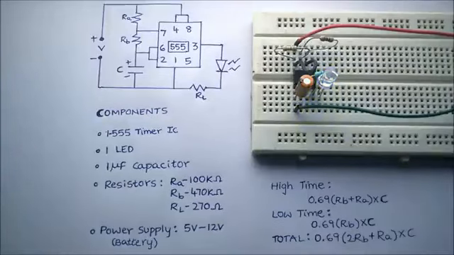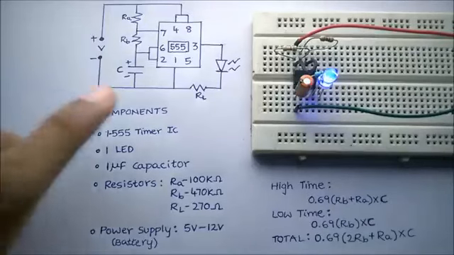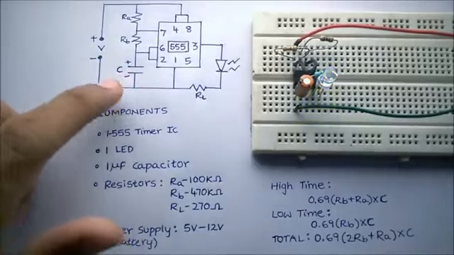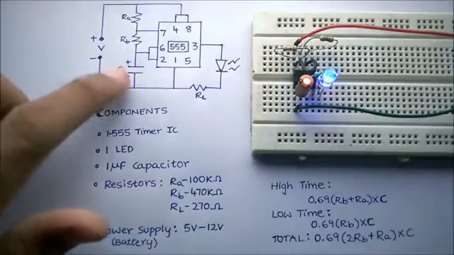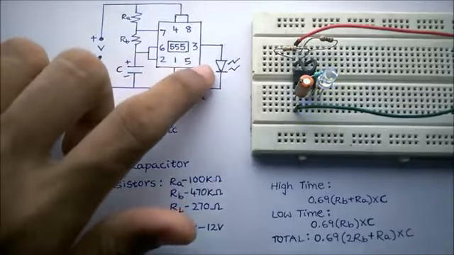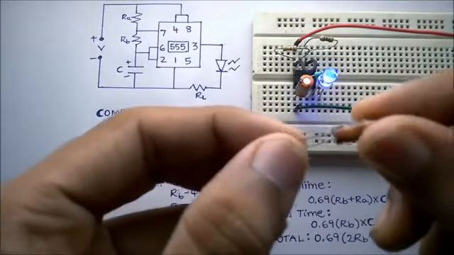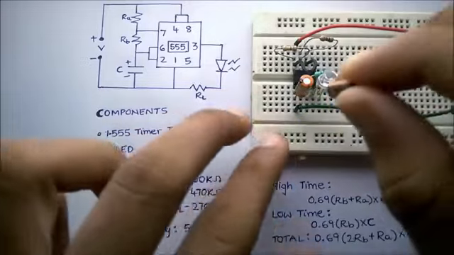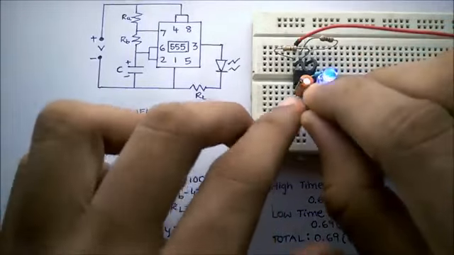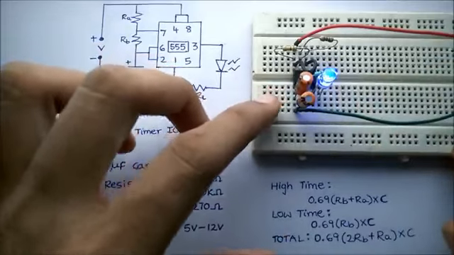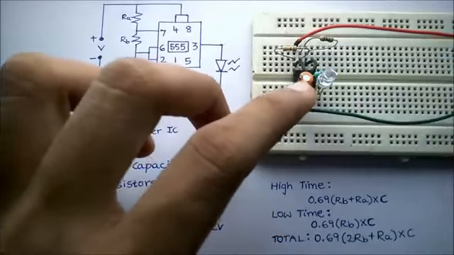Now I'll explain how this circuit works. Here the capacitor gets charged and discharged continuously, and the time for which it gets charged and discharged determines the flashing rate of the LED. I'll show you that by adding another capacitor in parallel to the previous capacitor. So the effective capacitance now is equal to 2 microfarad.